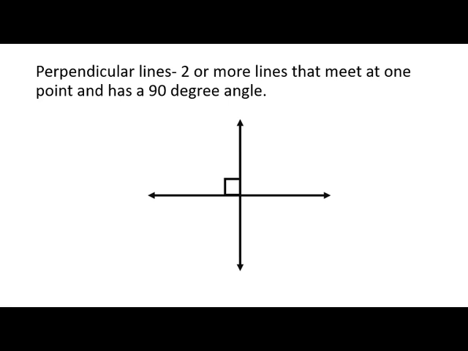perpendicular lines. So, sinasabi naman dito sa perpendicular lines, so those are two or more lines that meet at one point, and has a 90-degree angle. So, it is just like the intersecting lines na kung saan they are intersected to one another at one point. So, again, this will be your intersecting point. Yan, dyan nag-meet ang dalawang linya.